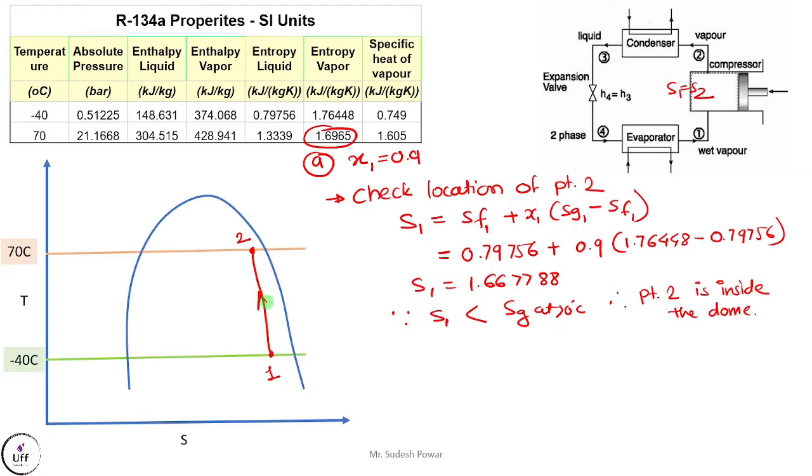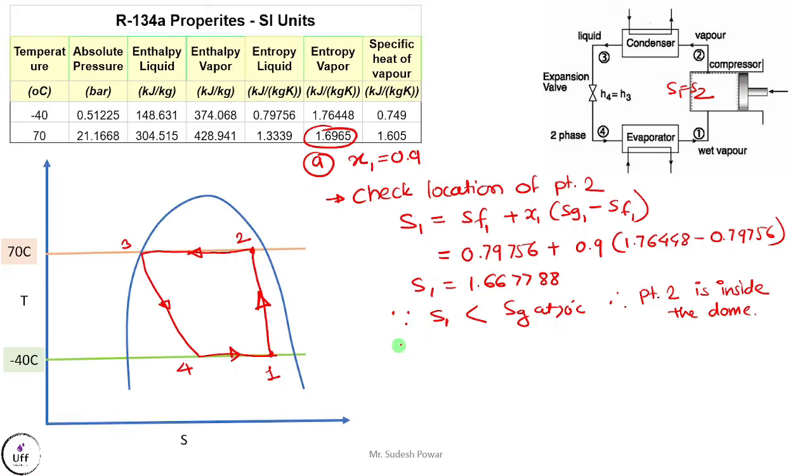So this is 1 to 2, the compression process, then 2 to 3 is the constant pressure condensation process, 3 to 4 is the expansion process, and 4 to 1 is the evaporation process. Okay, so this completes our vapor compression cycle on the TS diagram. Similarly, you can draw the ph diagram as well. I will not draw the ph diagram.